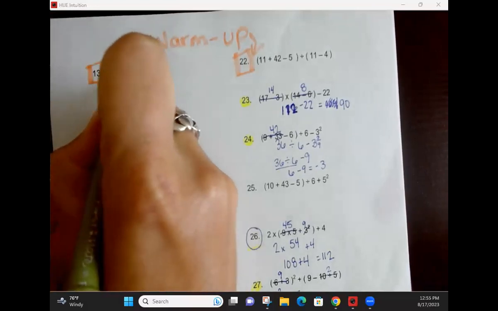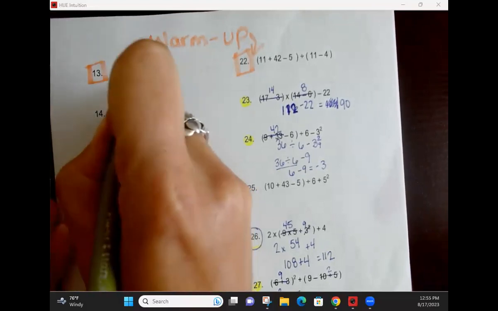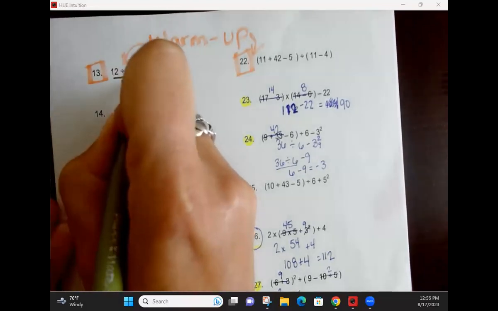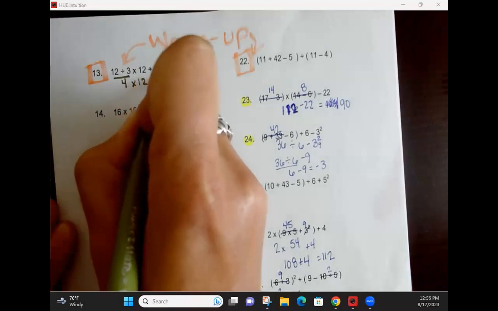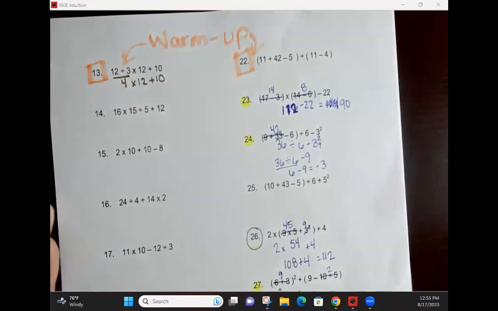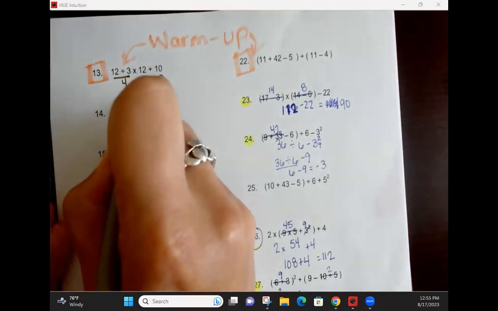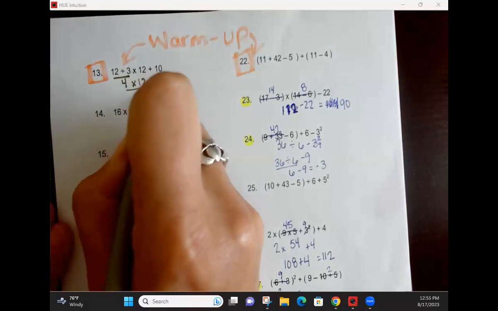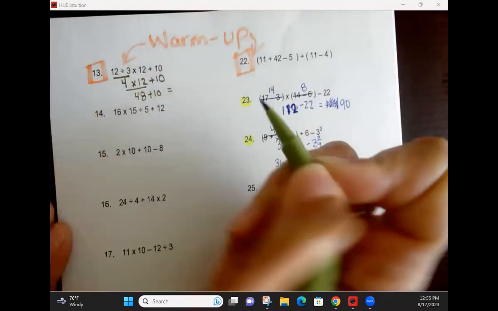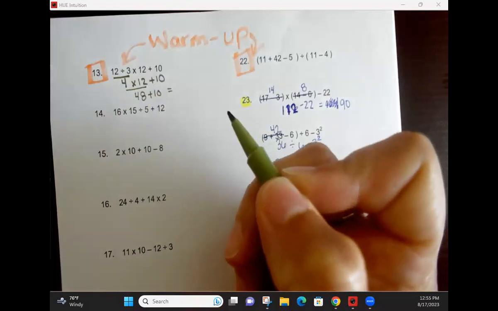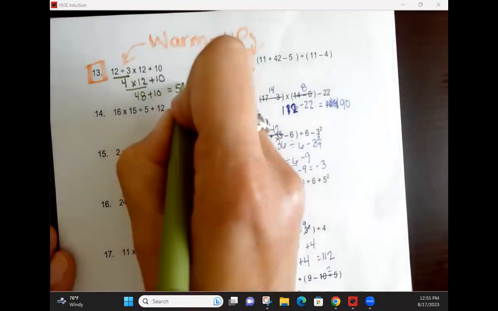12 divided by 3 is 4. And then I've got times 12 plus 10. What should I do next? The multiplication, good. 4 times 12 would be 48. And then plus 10. So what do we get here? 58. Very good.